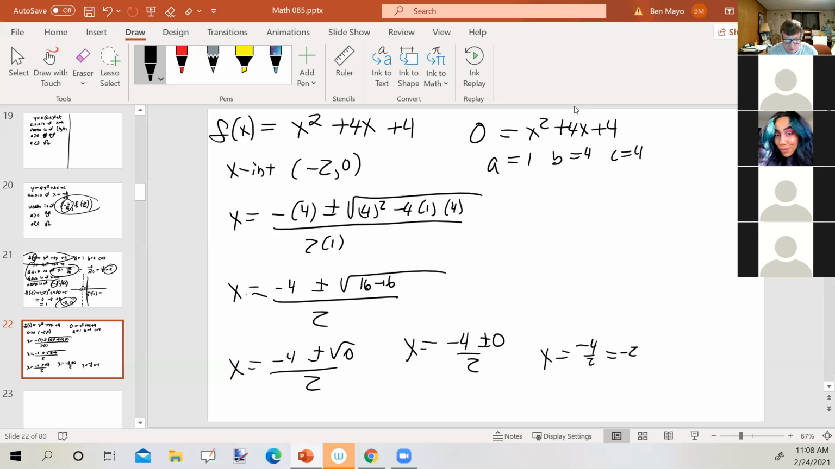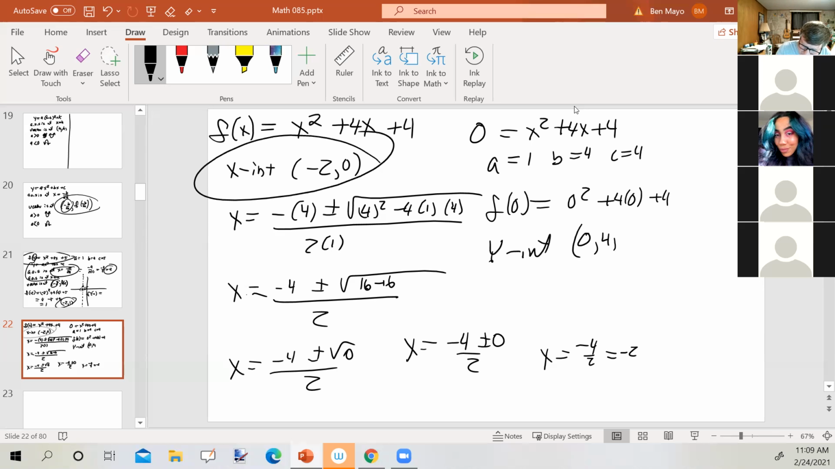How do you find a Y-intercept? Set X equal to 0. Well, what's f of 0? That would be 0 squared plus 4 times 0 plus 4. So the Y-intercept would be at (0, 4). So here's the X-intercepts and Y-intercepts. Now, how would you find the axis of symmetry and the vertex?